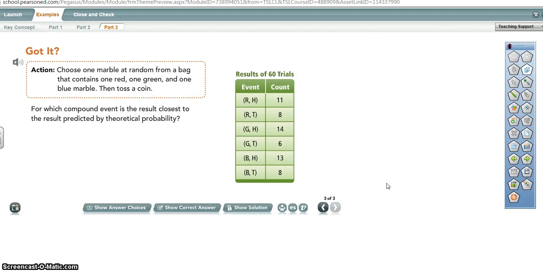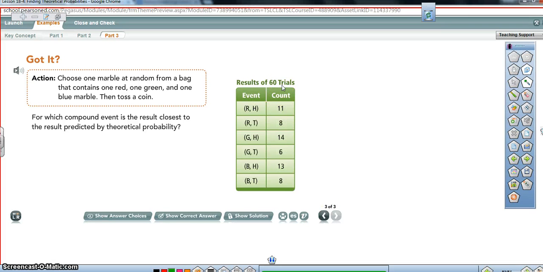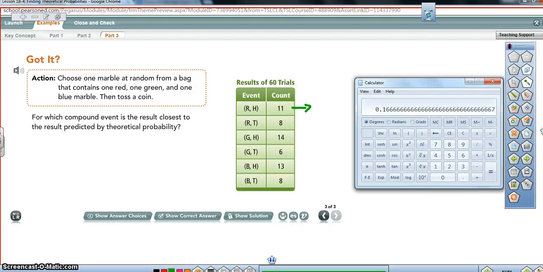Okay. Choose one marble at random from a bag that contains 1 red, 1 green, 1 blue marble, and then toss a coin. For which compound event is the result closest to the result predicted by theoretical probability? So we can find the experimental probability of each of these. We got red with heads 11 out of 60 times.